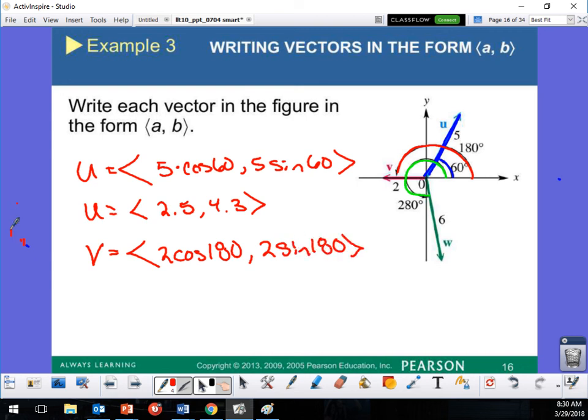What is cosine at 180? The answer is -2 and 0. Negative 2, because cosine at 180 is negative 1, times 2. And then sine at 180 is 0, so this is going to be 0. Yay! And now we're down to W.